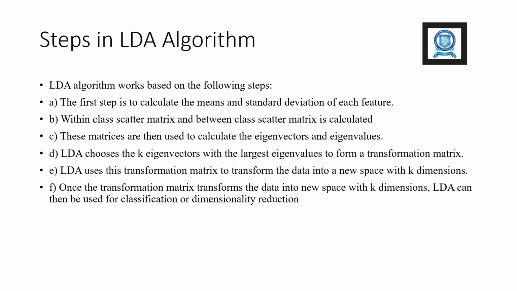LDA chooses the k eigenvectors with the largest eigenvalues to form a transformation matrix. LDA uses this transformation matrix to transform the data into a new space with k dimensions. Once the transformation matrix transforms the data into the new space with k dimensions, LDA can then be used for classification or dimensionality reduction.